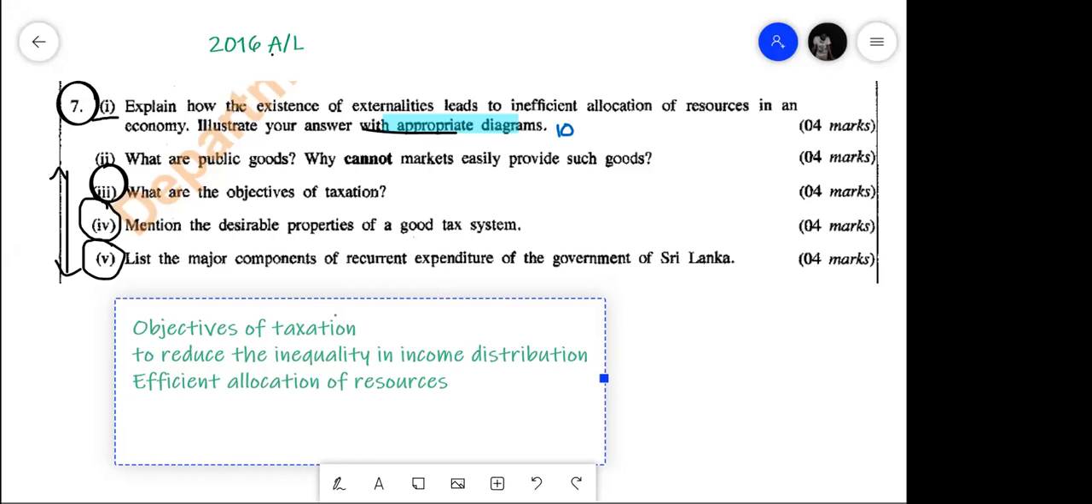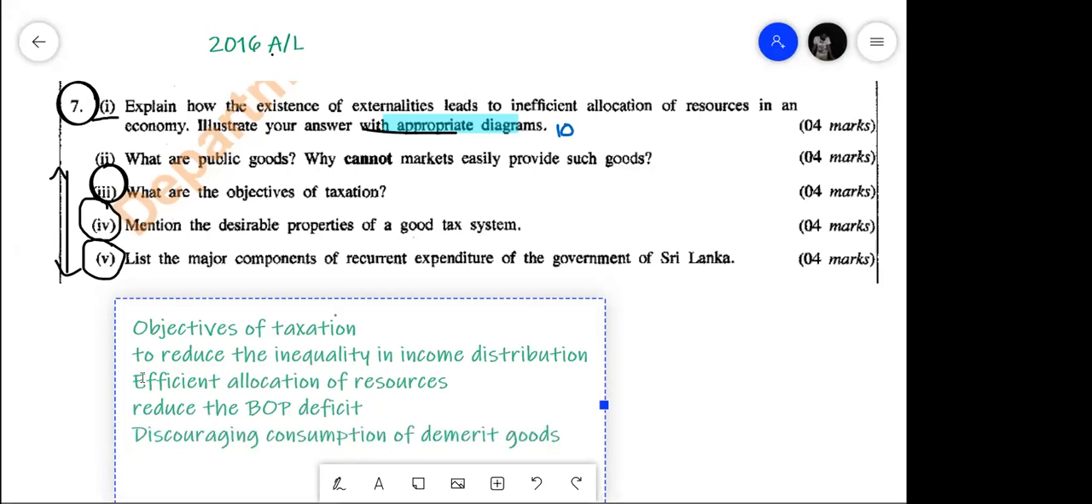Okay, to reduce BOP deficit, nice. You can talk about tariffs and all of it, right? If you put taxes on imports, your objective is to reduce the BOP deficit. Okay, discouraging consumption of demerit goods. Okay, fine. That can be connected to point number 3, point number 2 here also. Minimize for economic growth and development.